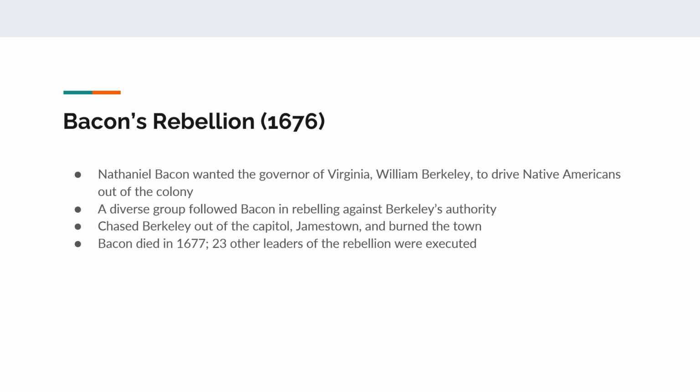There's a good population of free blacks in Virginia as well, and they support this too. They want land just as much as the poor whites want land, just as much as the rich whites want land. And they form an opposition to William Berkeley, who is the royal governor of Virginia. They chase Berkeley out of the capital, which was Jamestown.